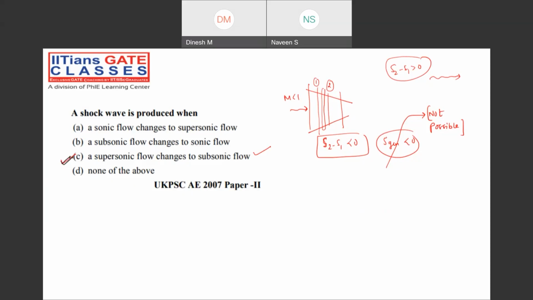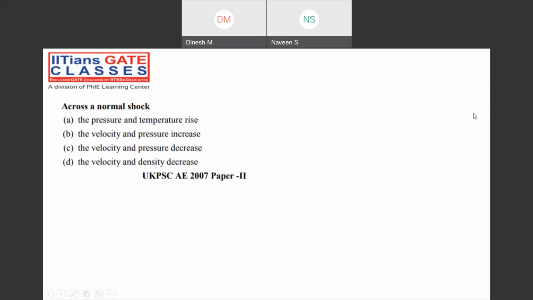All the shock phenomena happen in the divergent portion, right? Across the normal shock, what will happen? The pressure and temperature both will shoot up, right? If they mention only temperature, that means assume static temperature, not stagnation temperature. Yes or no, guys? Done?